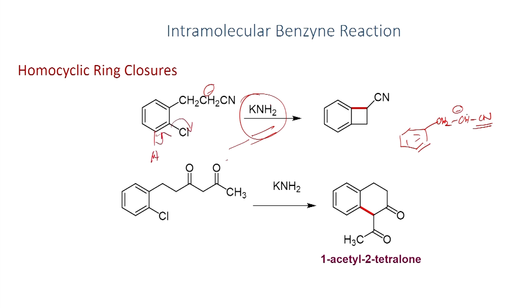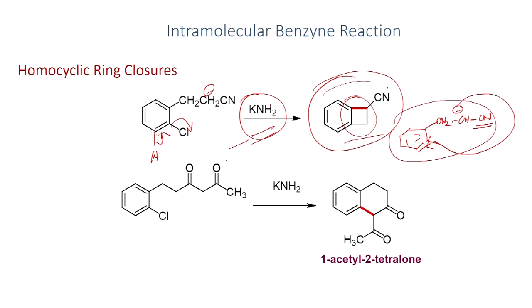And you will have this intermediate. Once you have this one, it can undergo cyclization, and in this way you will be able to form the bicyclic system. What you do here is make a carbon-carbon bond, you make a new four-membered cyclic system, then you get this bicyclic compound. And here is another example.